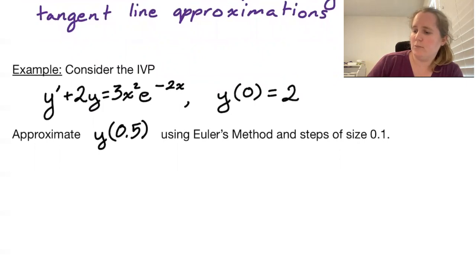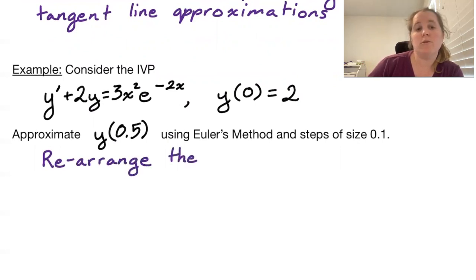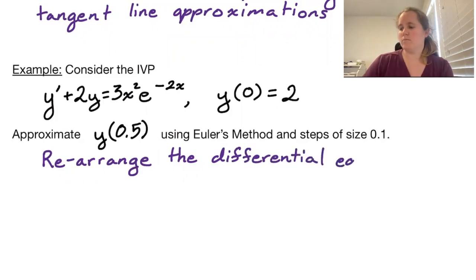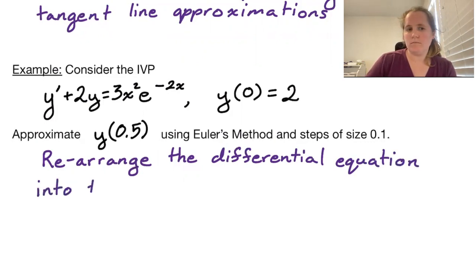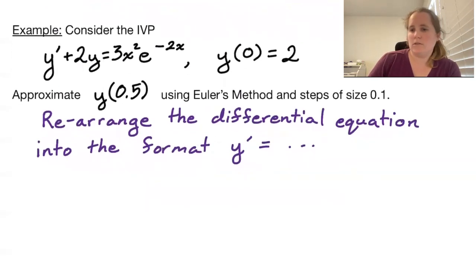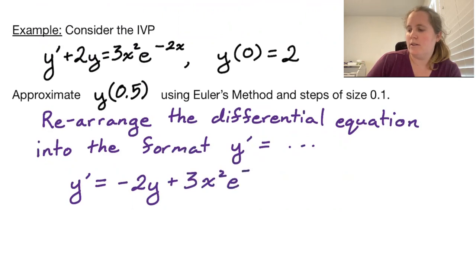So first, I'm going to rearrange our equation. So rearrange the differential equation into the format y prime equals. So our differential equation would become y prime is equal to negative 2y plus 3x squared e to the negative 2x.